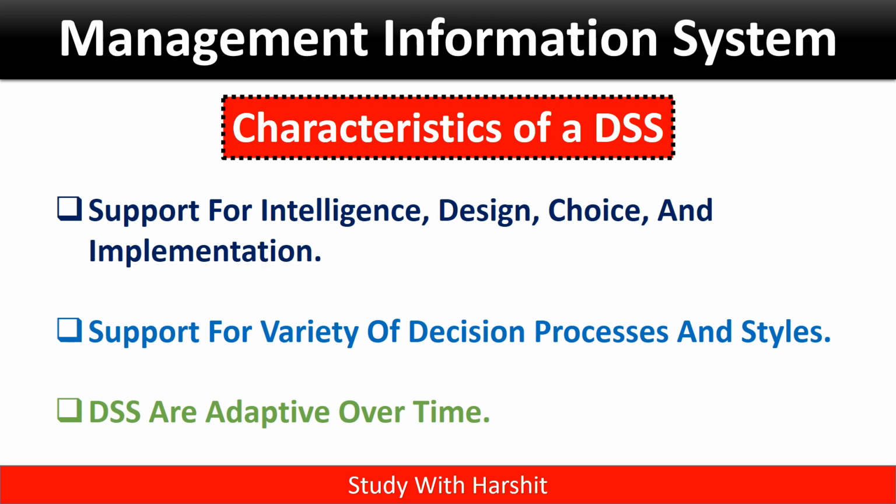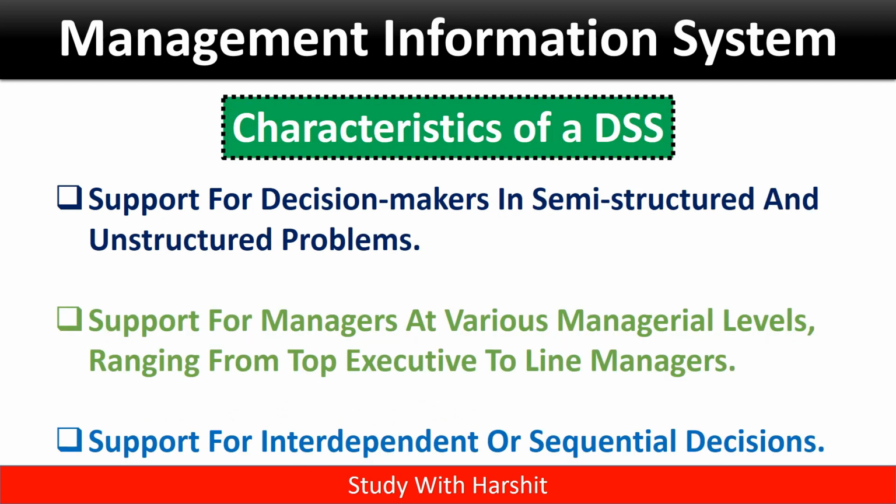Characteristics of decision support system: support for intelligence, design, choice and implementation, support for a variety of decision processes and styles. Decision support systems are adaptive over time. Support for decision makers in semi-structured and unstructured problems. Support for managers at various managerial levels. Support for interdependent or sequential decisions.